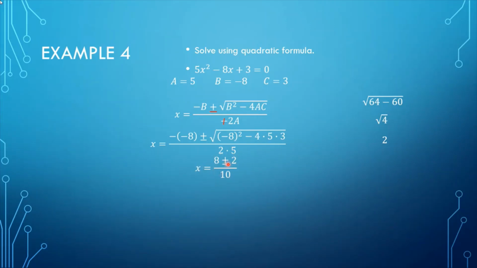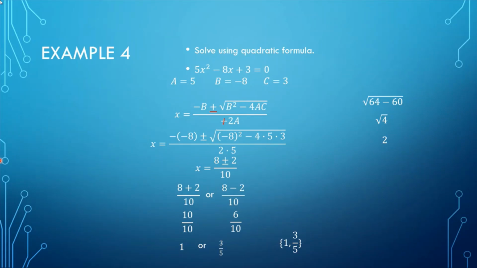So I have x equals 8 plus or minus 2 over 10. I can then split that up because of the plus or minus, so I have x equals 8 plus 2 over 10 or x equals 8 minus 2 over 10. Continue to simplify that. That would be 10 over 10. This would be 6 over 10. Simplify each of those. 10 over 10 is 1. And 6 over 10 would be 3/5. So those are my answers, 1 and 3/5.